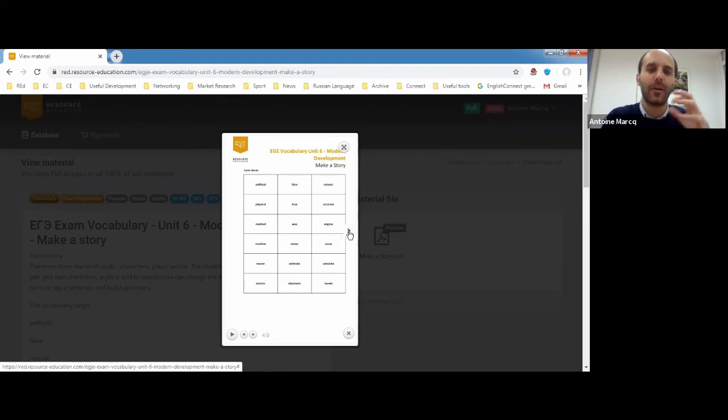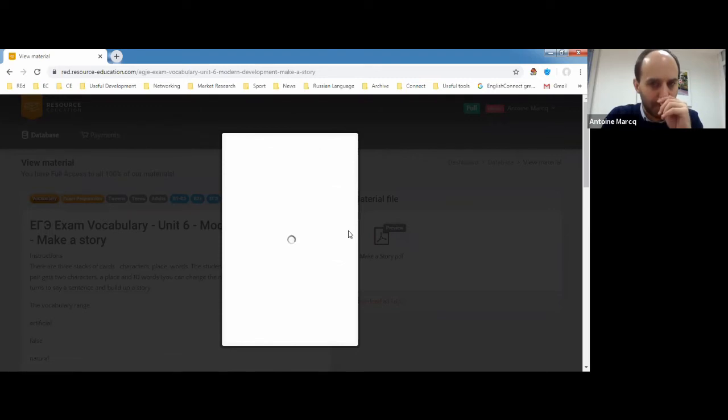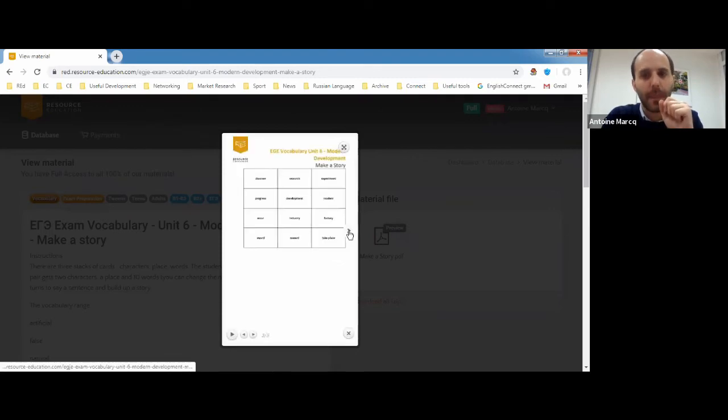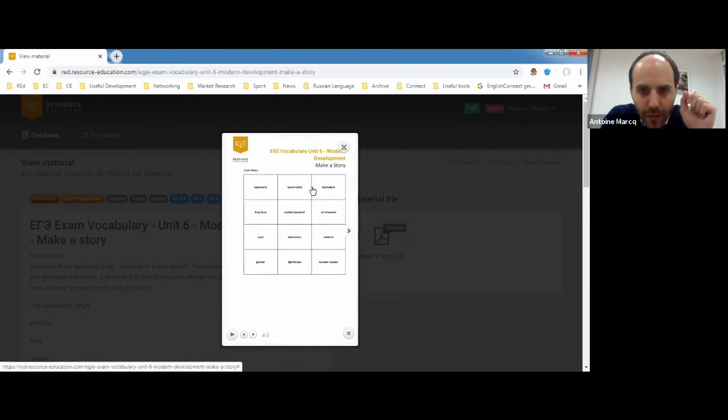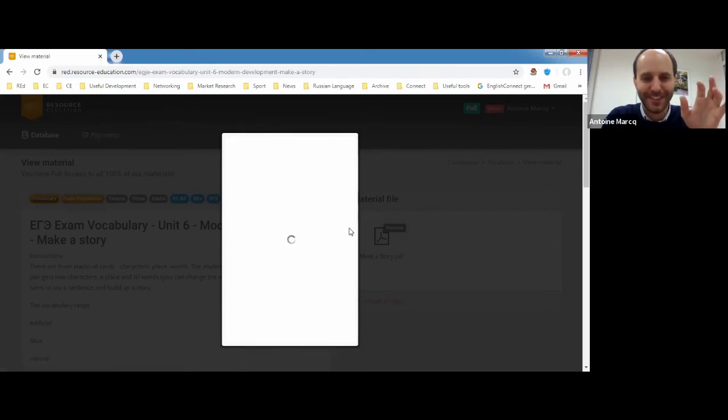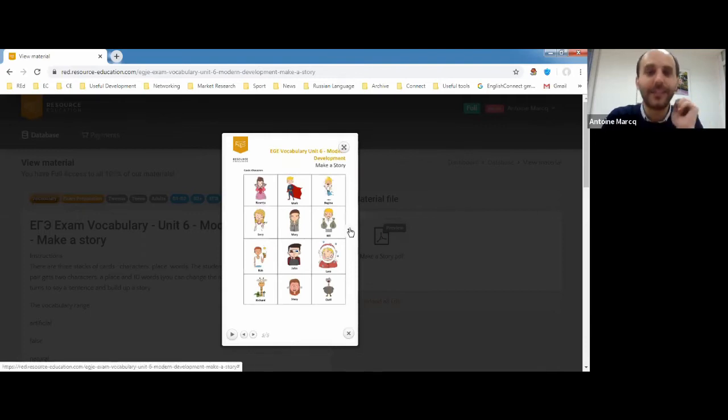To begin slowly or easily, start with, for example, three words. Places: basement, wood cabin, bookstore, frog farm. There are some very ludicrous places. And there you have the characters for the different stories.